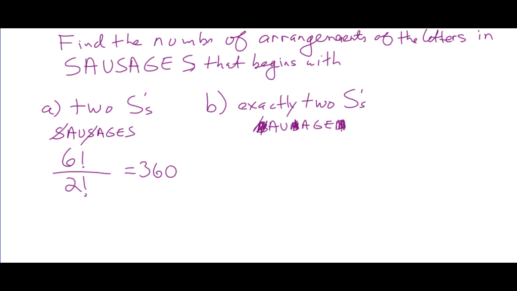Because three S's is just what? Well, we've got 1, 2, 3, 4, 5 letters. Are there any repetitions? Yeah. A, how many of them? 2. Okay, 5 factorial divided by 2 factorial is 60. So there's 360 that begin with 2 or 3 S's. Of those 360, there are 60 of them that begin with 3 S's, right?